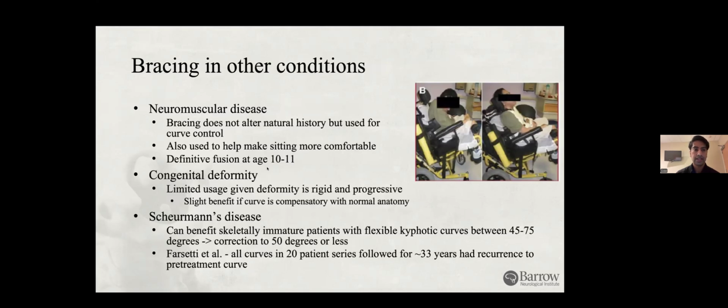Other conditions, bracing for neuromuscular disease, it's really not that effective. But one thing that I did want to include is that sometimes it does help with their posture. So the bracing may not help with the deformity itself, but it can make seating more comfortable, at least until they're able to get definitively fused. And it's the same for these other types of conditions where we can brace, keep them at bay up until they get a definitive fusion, usually around the ages of 10 to 12.